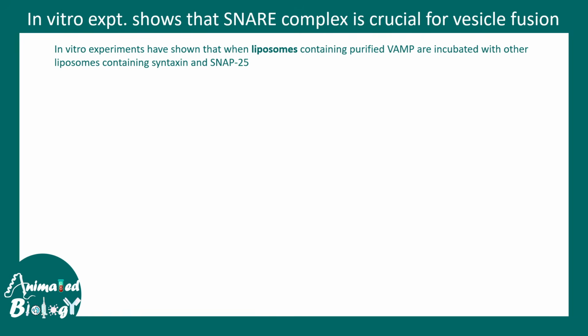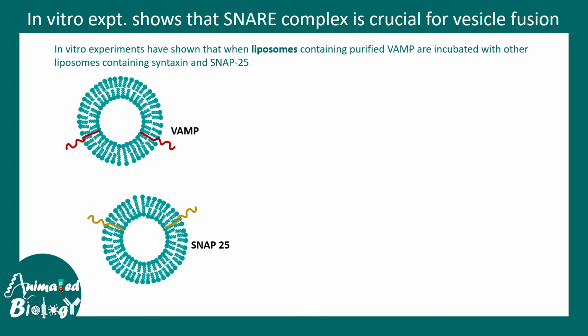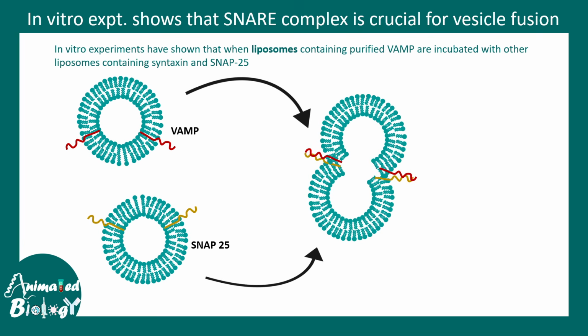All these ideas about SNAREs helping in membrane fusion come from many in vitro assays and in vivo assays. In in vitro assays, liposomes expressing VAMP and another type of liposome expressing SNAP25 are mixed together, and they lead to membrane fusion. They lead to fused vesicles. This is how people had an idea that these SNARE complexes can actually help in membrane fusion.